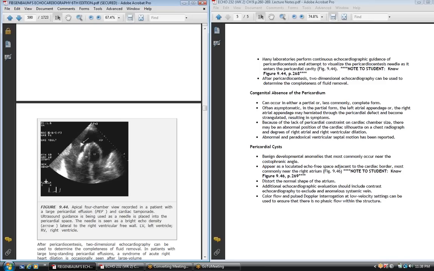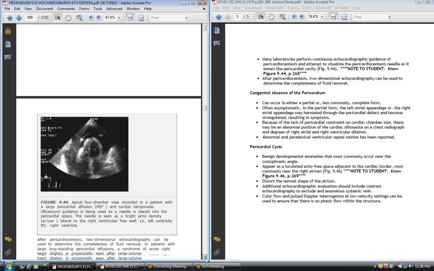Pericardial cysts are benign developmental abnormalities that most commonly occur near the costophrenic angle. They appear as a loculated echo-free space adjacent to the cardiac border, most commonly near the right atrium. Let's go to 946 and take a look at that.